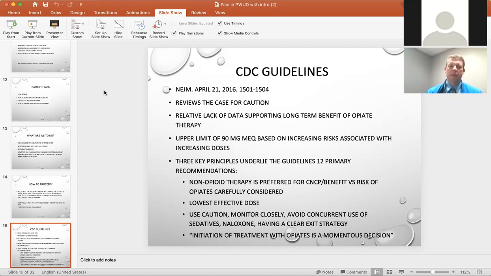A lot of the other things in the guidelines are relatively straightforward: doing proper assessments, minimizing opiates, using non-opiate based therapies, monitoring patients closely. But the 90 milligram morphine equivalency doesn't apply to our patients well. They are highly tolerant to opiates. And whether or not that should be universally applied to patients is actually a controversy as well. So, next slide.